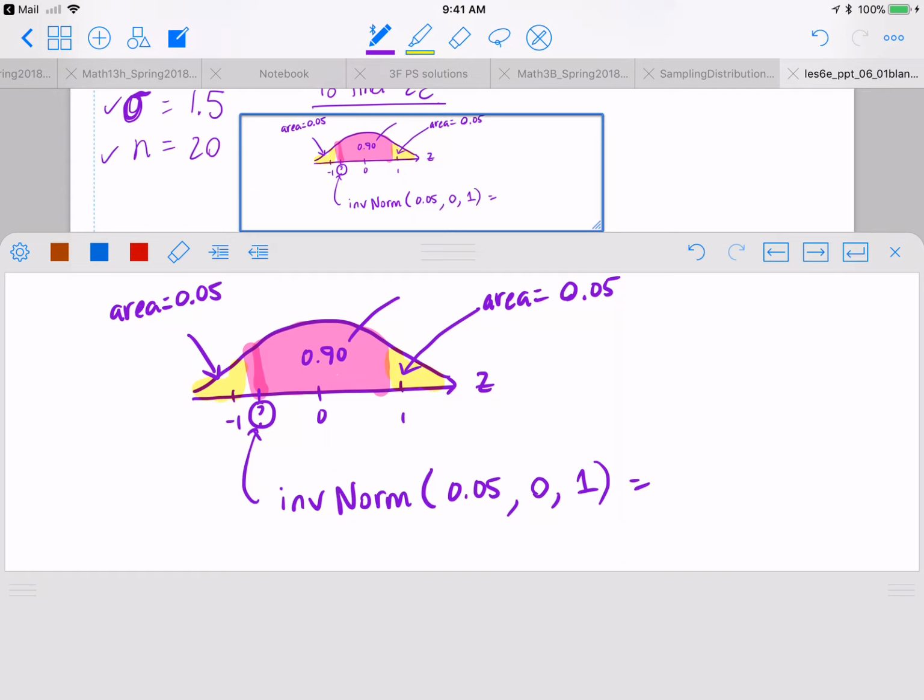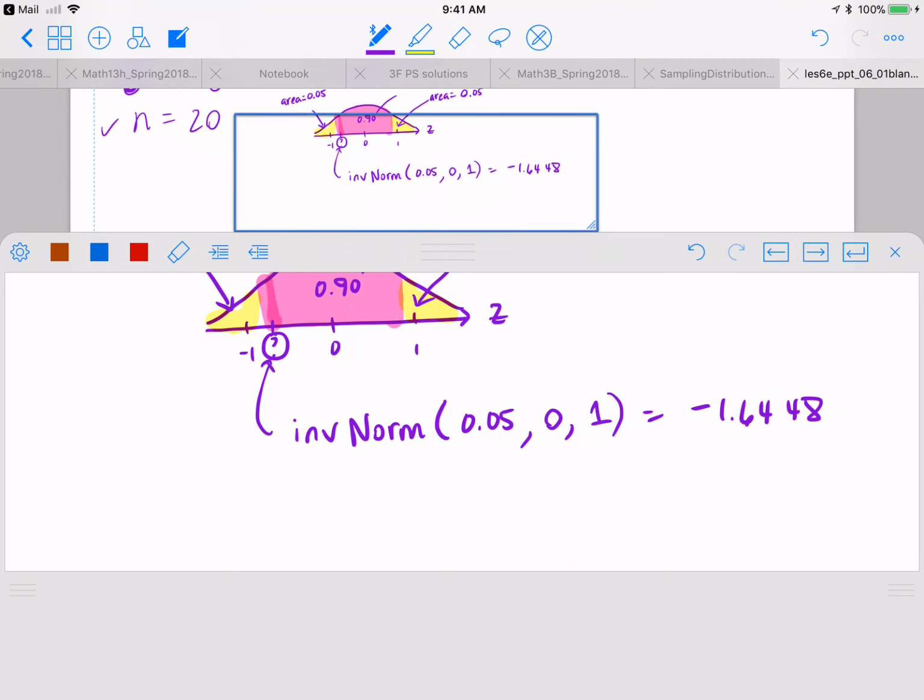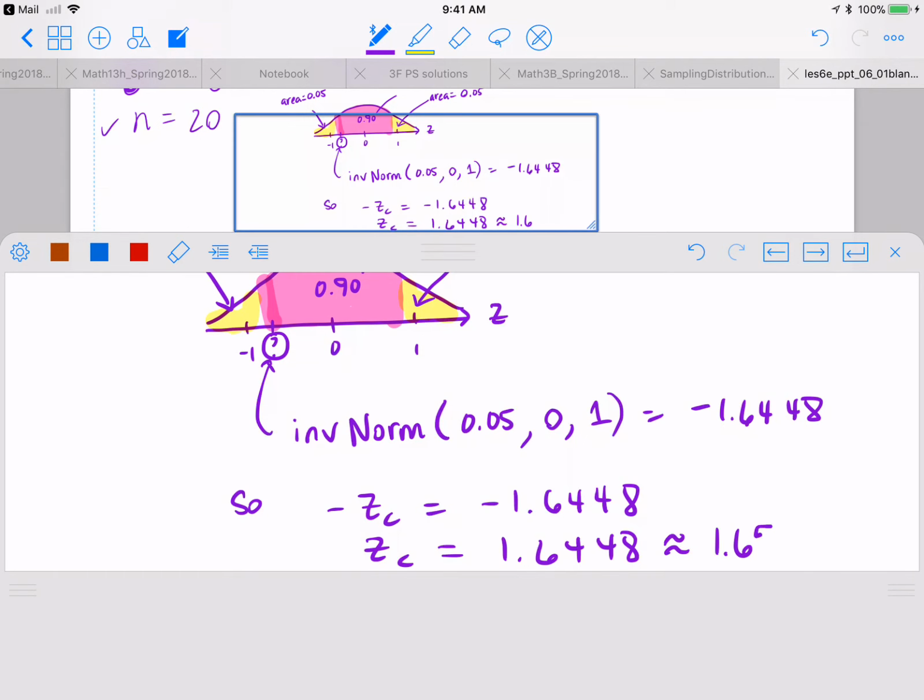So on my calculator, I go to second vars for distribution, inverse norm, area 0.05, mean is 0, sigma is 1, paste, and I got -1.6448, right? So negative ZC is -1.6448. So then ZC must be 1.6448, which we can round up to be 1.65.